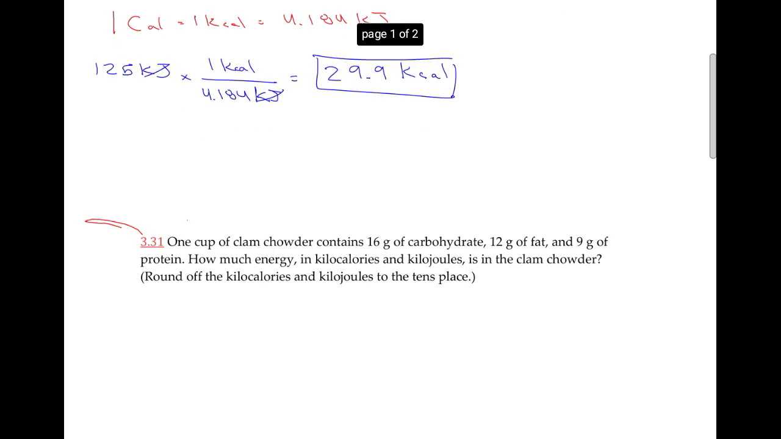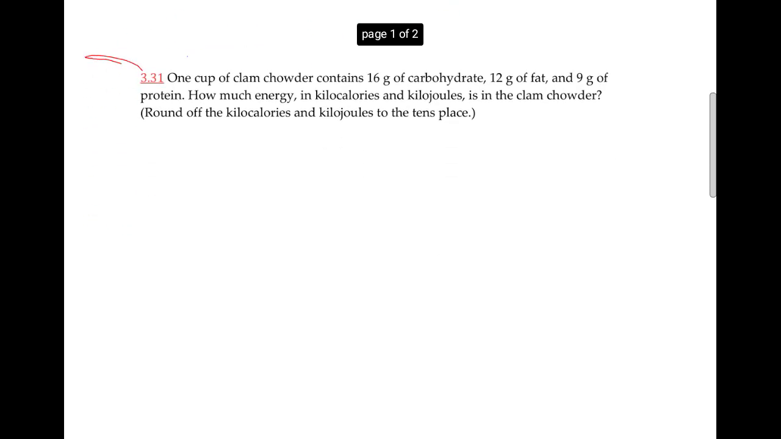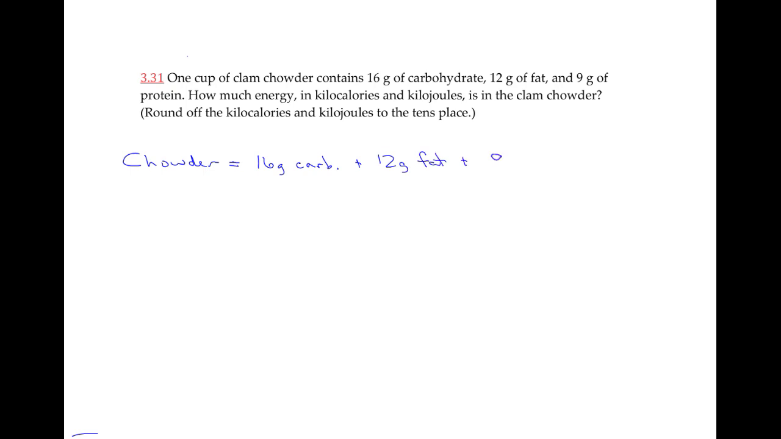All right, so let's take a look at another one here. This one's about clam chowder. I grew up on the east coast of Canada, so I know all about clam chowder. Anyhow, it says here 1 cup of clam chowder contains 16 grams of carbohydrates, plus 12 grams of fat, plus 9 grams of protein.